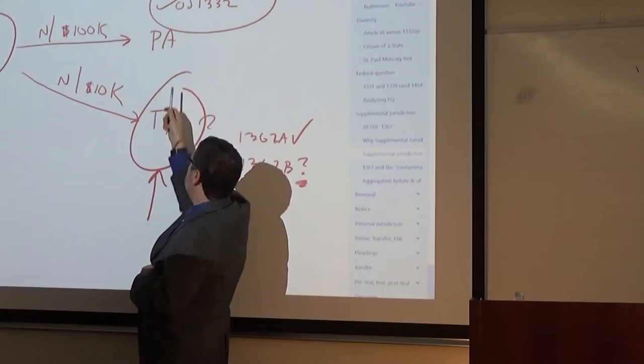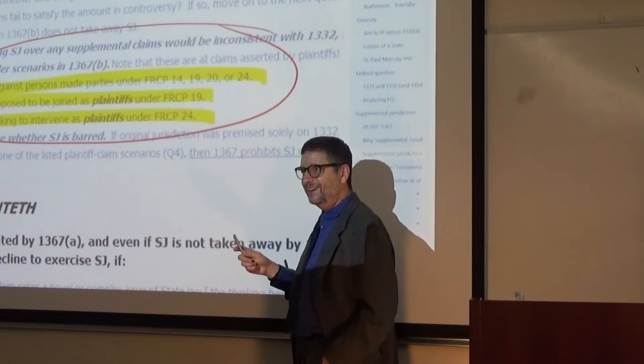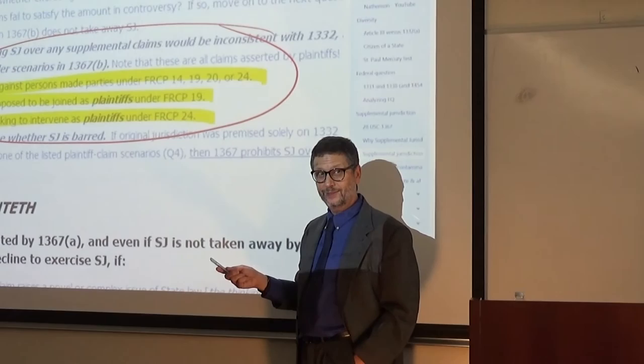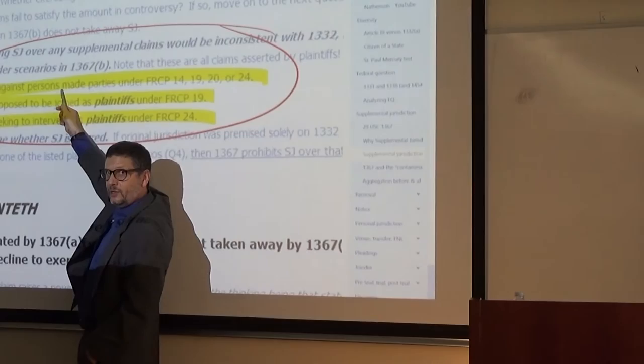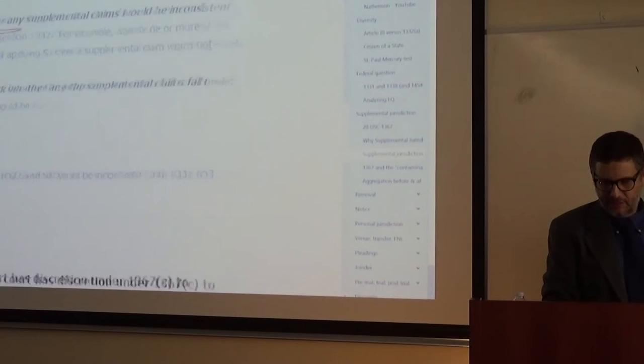Now we go back here. Guess what happens? Original jurisdiction was solely diversity. Allowing supplemental would be inconsistent with diversity because the amount in controversy is too low, check. The joinder scenario is this checklist right here. It's a claim by a plaintiff against persons joined under Rule 20. Check. Guess what? Supplemental jurisdiction is divested. There is none in this scenario. No supplemental jurisdiction. Let's draw a nice big X through it.